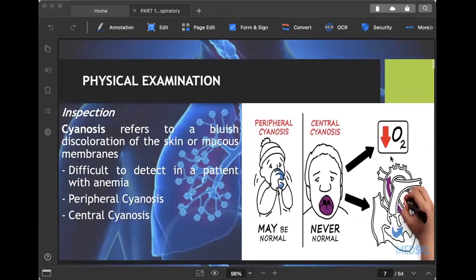How about the physical examination of the client? While inspecting the client, sometimes you may observe cyanosis. We already know this term. This is the bluish discoloration of the skin or mucous membrane. It is difficult to detect in a patient with anemia because they are very whitish. We have two types, which we've learned already: peripheral and central cyanosis. Peripheral cyanosis, from the term itself, is in the peripheries of our body, in our fingers and feet, while central cyanosis is in the central part of our body. Okay. Now moving on to the next one.